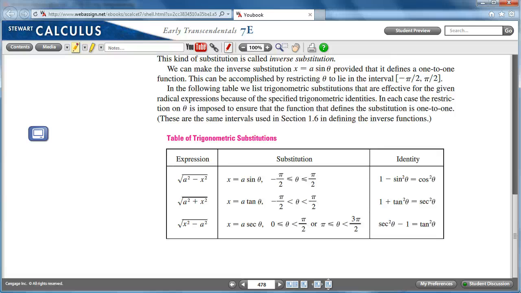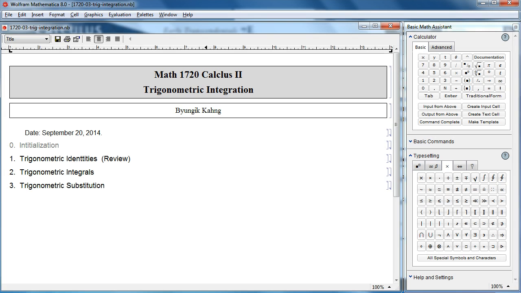In this table, the expressions square root of a squared minus x squared, square root of a squared plus x squared, and finally square root of x squared minus a squared are given. And for those, the substitutions x equal to a sine of theta, x equal to a tangent of theta, x equal to a secant of theta are given respectively. And finally, the identities associated with those are given. Let's talk about how to utilize this table in an actual situation, and let's do that through the notebook.